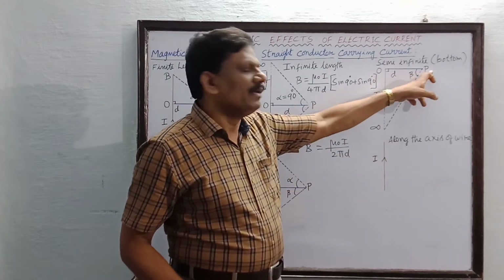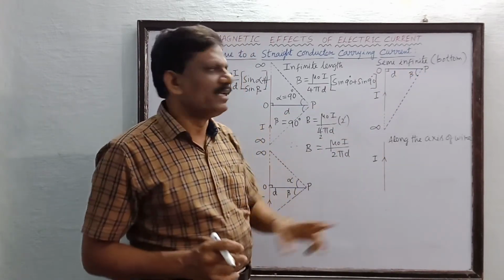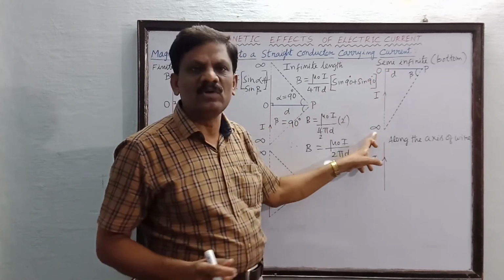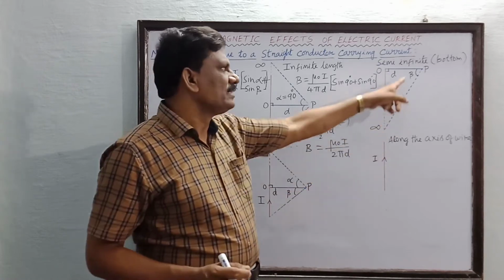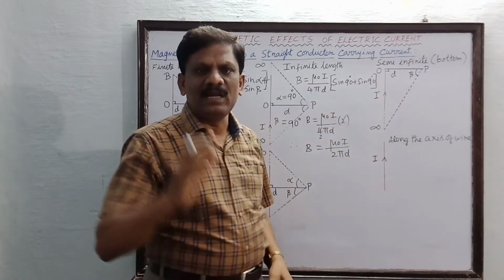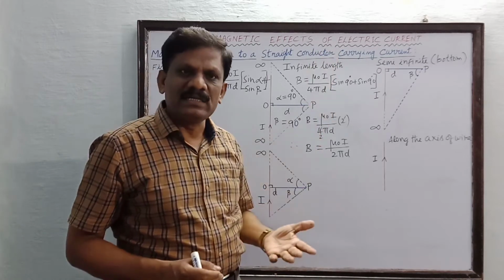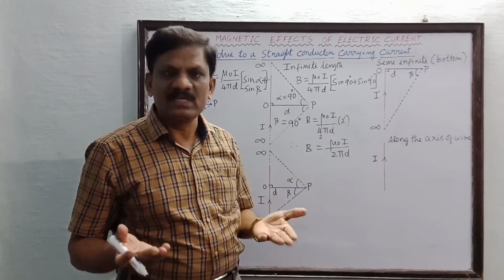So O is the starting point of the conductor, and it extends up to infinity. In this case, what should the angle alpha be on the top of OP? There is no conductor there, therefore alpha must be equal to 0.